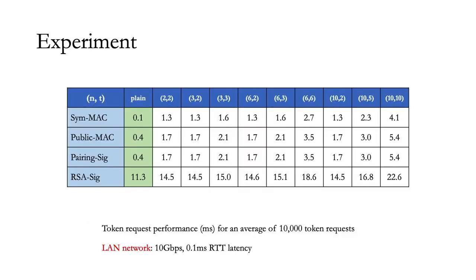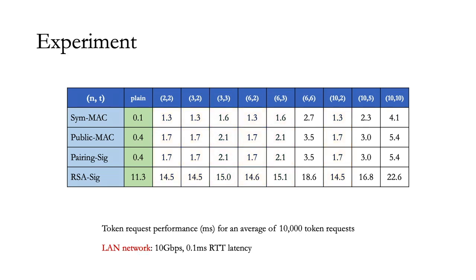And here is the result. If you look at this table, we observe that the yellow columns are roughly the same. So the performance roughly only depends on the threshold. And that's natural, because as a user, you only have to talk to a threshold number of servers. You don't have to talk to all the servers when you request a token. And if the T servers are valid, then you can already recover a valid token. And similarly, when the threshold is 3, the numbers are roughly the same.